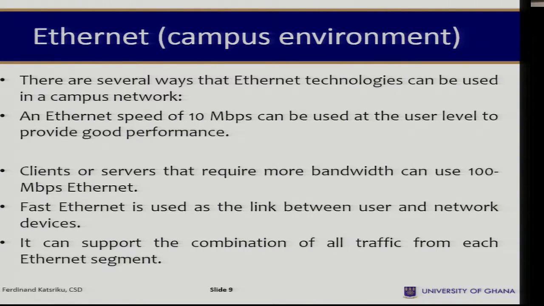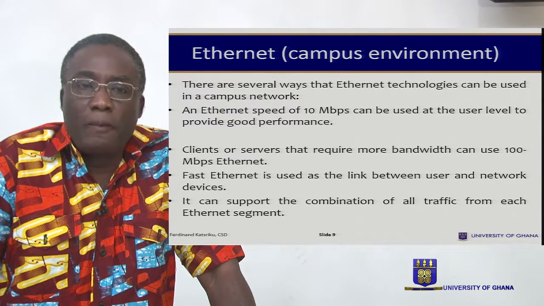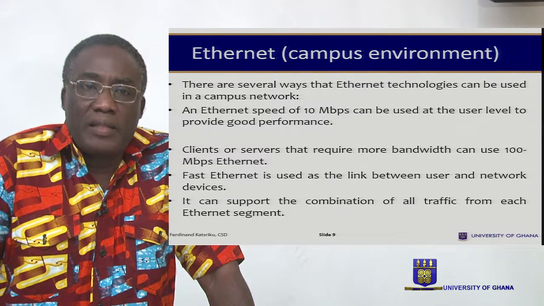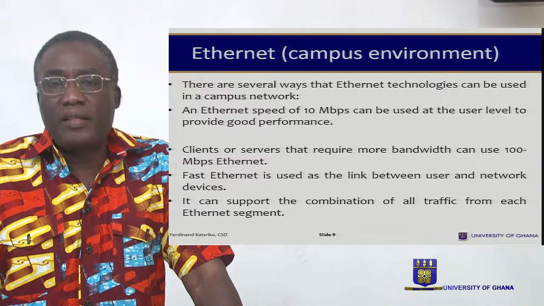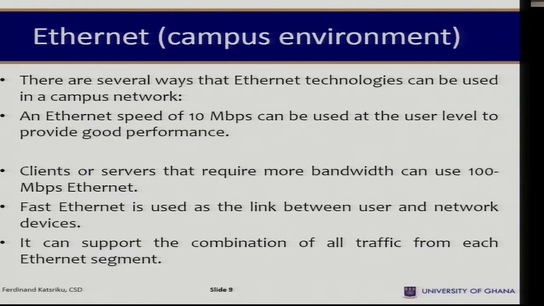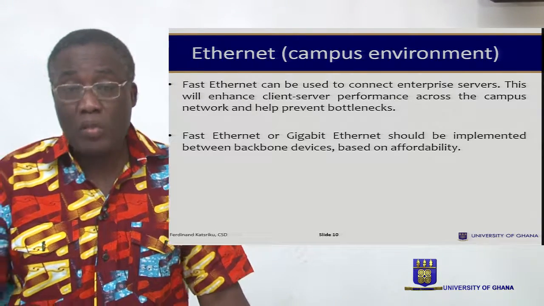There are several ways that Ethernet technologies can be used in a campus network. An Ethernet speed of 10 megabits can be used at the user level to provide good performance. Clients or servers that require more bandwidth can use 100 megabits Ethernet. Fast Ethernet is used as a link between user and network devices. It can support the combination of all traffic from each Ethernet segment. You can also use fast Ethernet to connect enterprise servers. This would enhance client-server performance across the campus network and help prevent what? Bottlenecks. A fast Ethernet is also referred to as what? A gigabit Ethernet, and it should be implemented between the backbone devices based on your affordability.